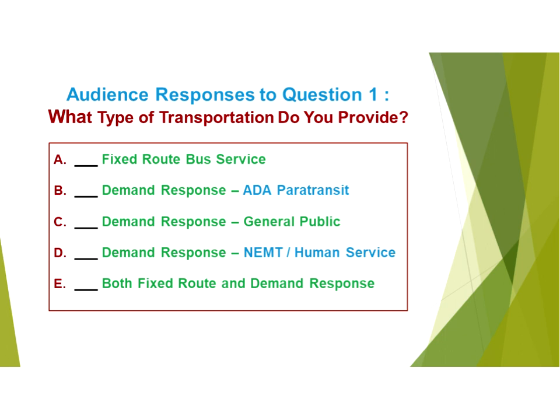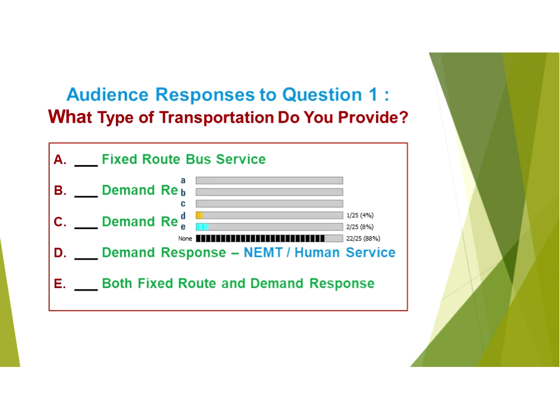So let's see. How do we see how the responses are coming in? I will share it right now. There's only been a few responses, but I will publish them. The little box that's going to come up. Okay. Mostly D and E. D and E, yep. Demand response and both.